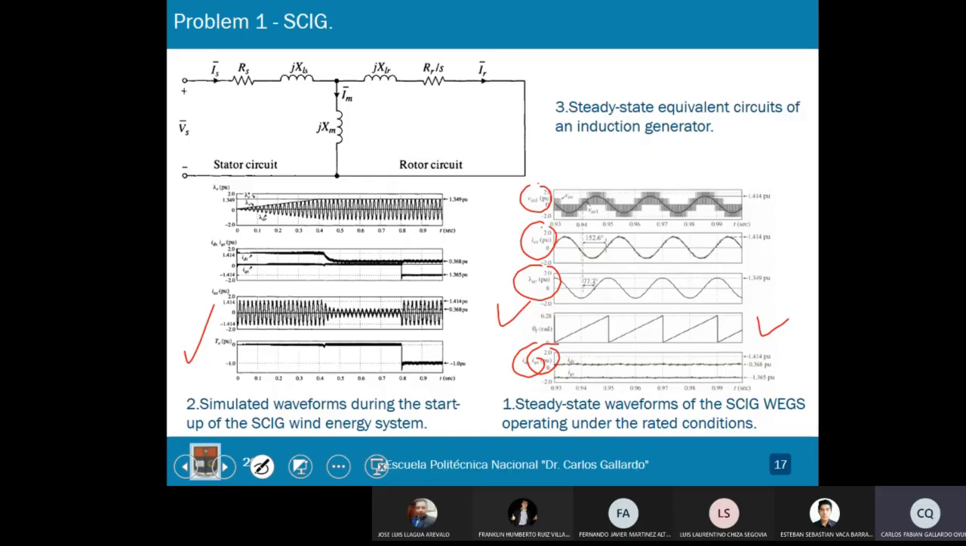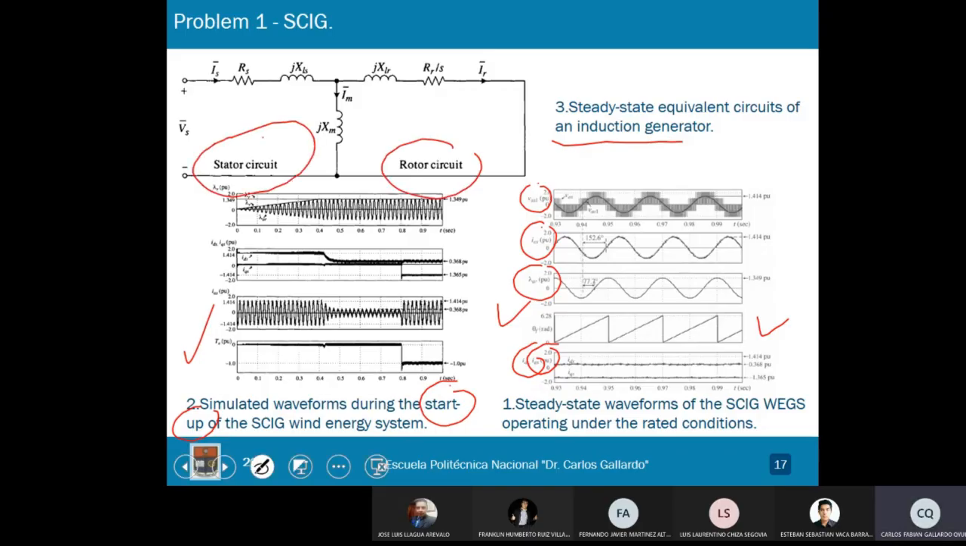On the other hand, I will have here the simulated waveform during the start up of the squirrel cage induction generator wind energy system. This is for the starting up of the generator. And besides, I will have here the steady state equivalent circuit of an induction generator. You can see on the left side the stator, and on the right side the rotor circuit.